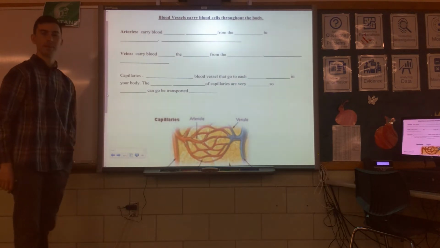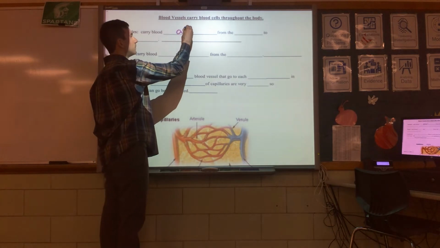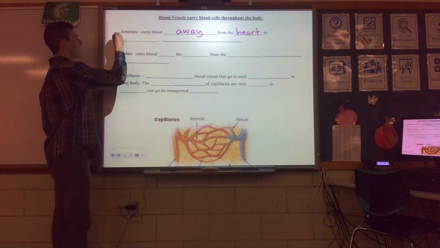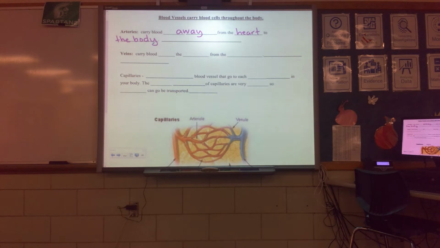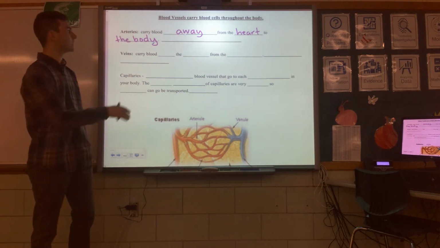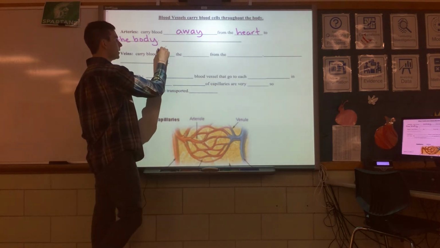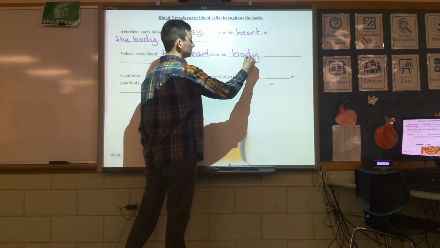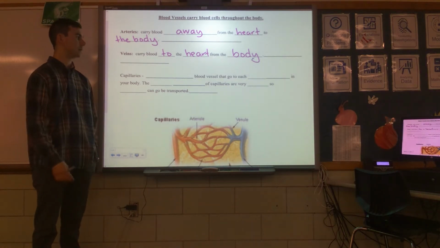We also have arteries and veins and capillaries, and these are going to be the tubes that the blood travels through. Arteries, we should remember, carry blood away from the heart to the body. It's really important to remember arteries away. Okay, so when we have arteries, all that blood is traveling actually away from our heart and going to some part in our body. With veins, we're carrying blood to the heart from the body. So just a small difference between arteries and veins. Arteries are away, veins are to the heart.